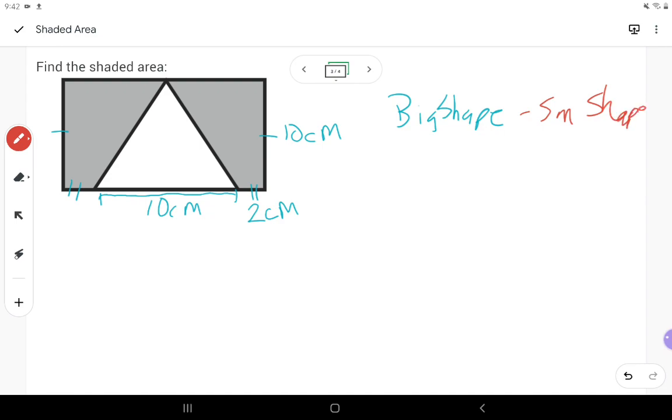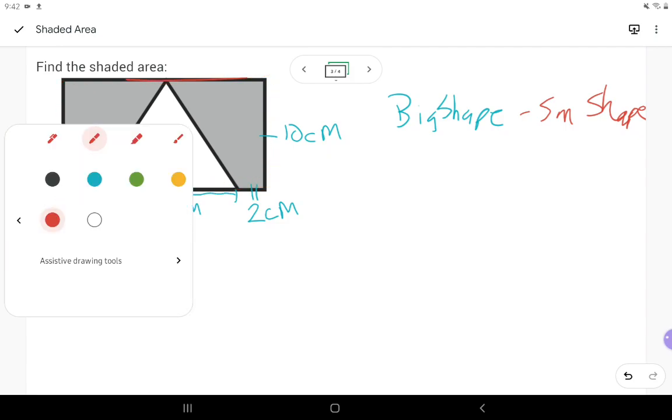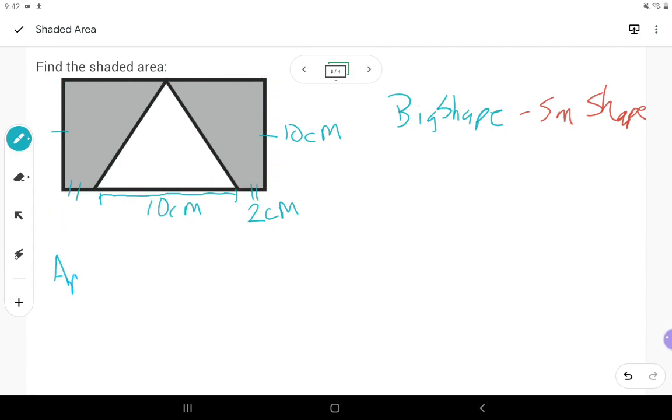Big shape minus small shape. When I'm looking here, my big shape, again, this big shape happens to be a rectangle. So let's start by finding the area of that rectangle. The area of the rectangle is going to be length times width.